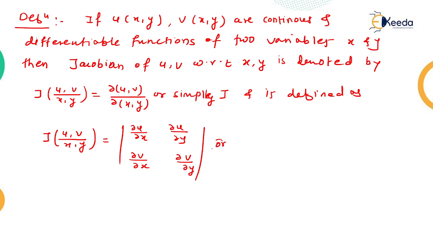There is another notation to denote this Jacobian. It is simply the determinant of u_x, u_y, and here v_x, v_y, where u_x and u_y are the partial derivatives of u with respect to x and y, and v_x and v_y are also partial derivatives with respect to x and y respectively. So similarly, if you are given three functions, now let me discuss in the next slide. Let's see.